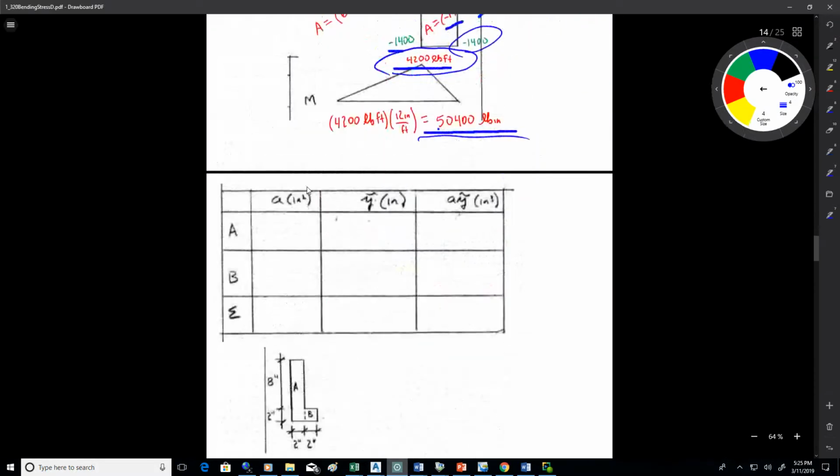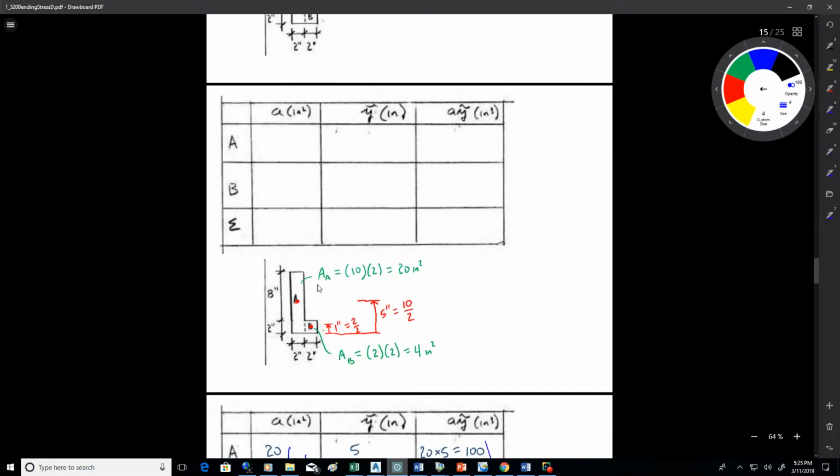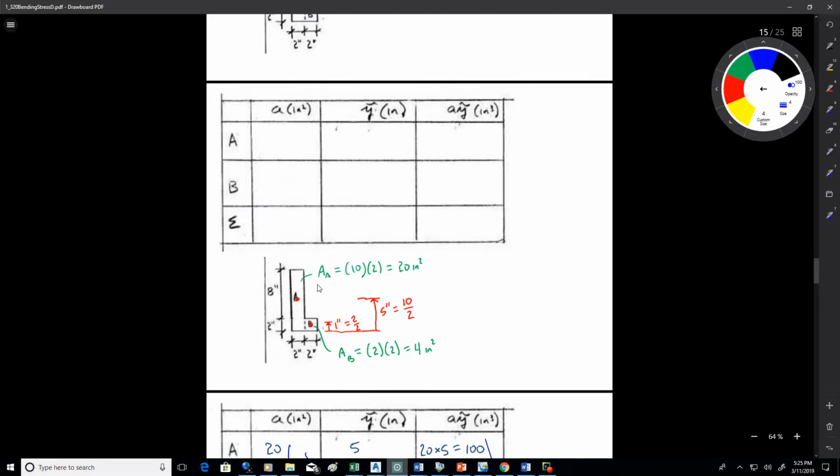To find that, I find the centroid of the beam. So I've got the two pieces here that I've marked A and B. I'll go ahead and find the areas of each of the pieces. For A, it's 2 by 10, it's 20. For B, it's 2 by 2, which is 4. Then I find the centroidal distances from my reference axis at the bottom of the beam to the centroids there. So for A, it's half of the 10, it's 5. And for B, it's half of the 2, it's 1.